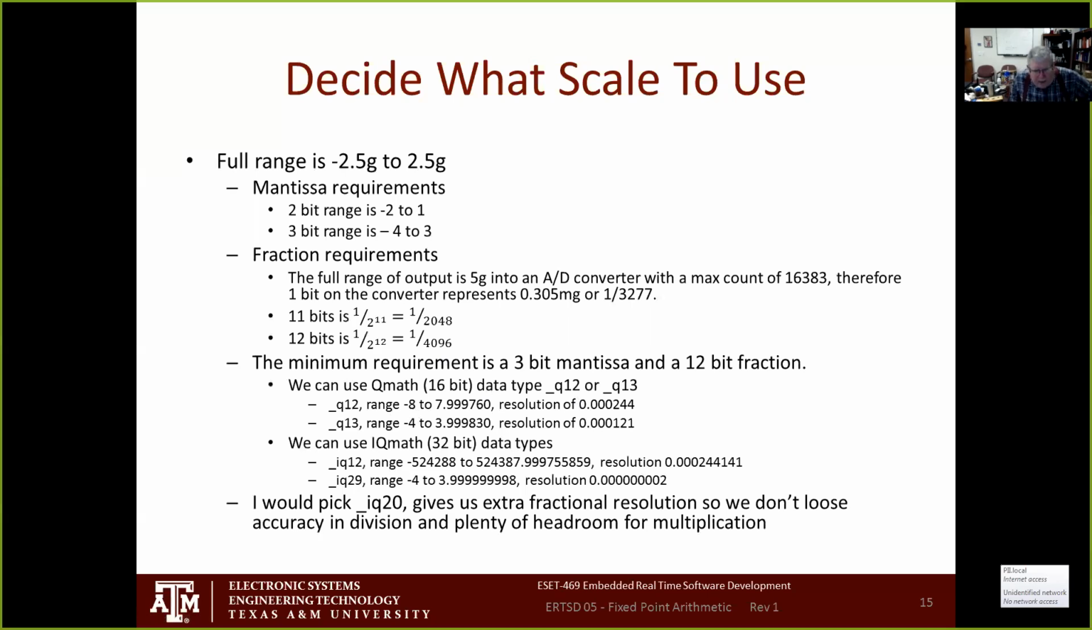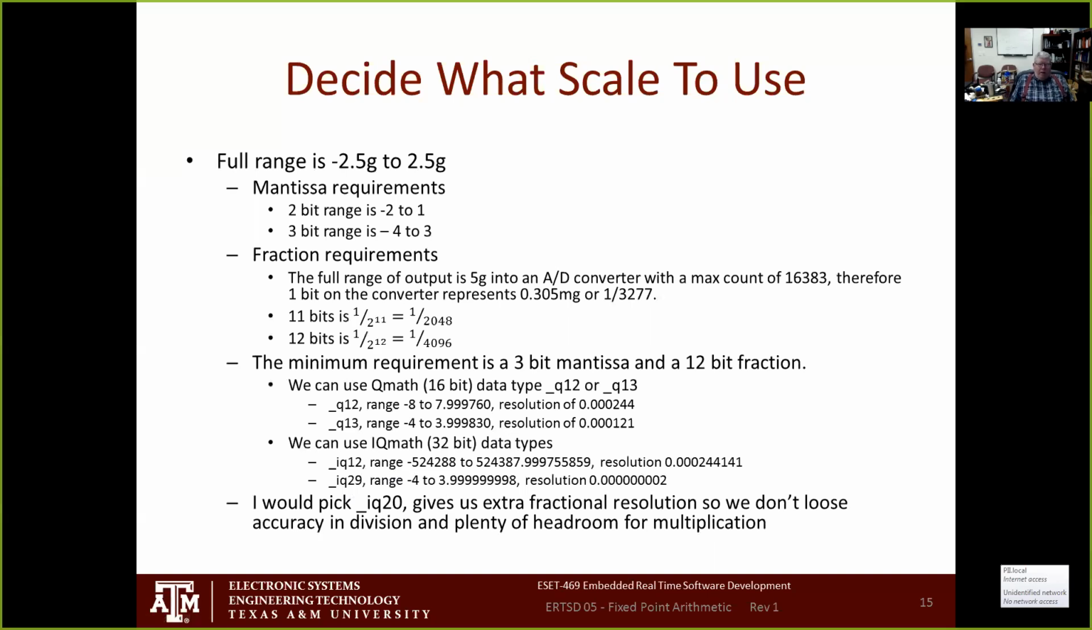I've got a lot more flexibility if I use the 32-bit IQ math. And with the 32-bit IQ math, we're now looking at, again, I can do IQ12, right? Or I can do IQ29, which gives me a huge amount of precision, but a relatively limited range.